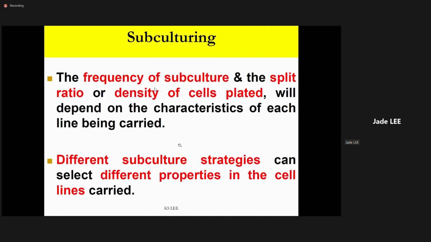The frequency of subculture, splitting ratio, or the density of the cells seeded will very much depend on the characteristics of each cell line being cultured. If you have fast growing cells, then the frequency of subculturing will be much higher compared to slow growing cells, because fast growing cells divide very rapidly, and of course they will use up the medium much faster, and at the same time they will use up the space as well. Different subculture strategies can select different properties in the cell line cultured.